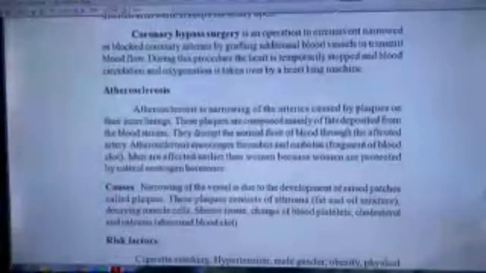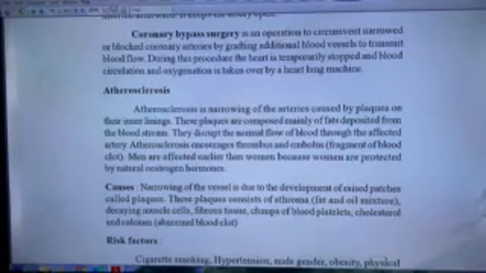Coronary bypass surgery is an operation to circumvent narrowed or blocked coronary arteries by grafting additional blood vessels to transmit blood flow. During this procedure, the heart is temporarily stopped, and blood circulation and oxygenation are taken over by a heart-lung machine.